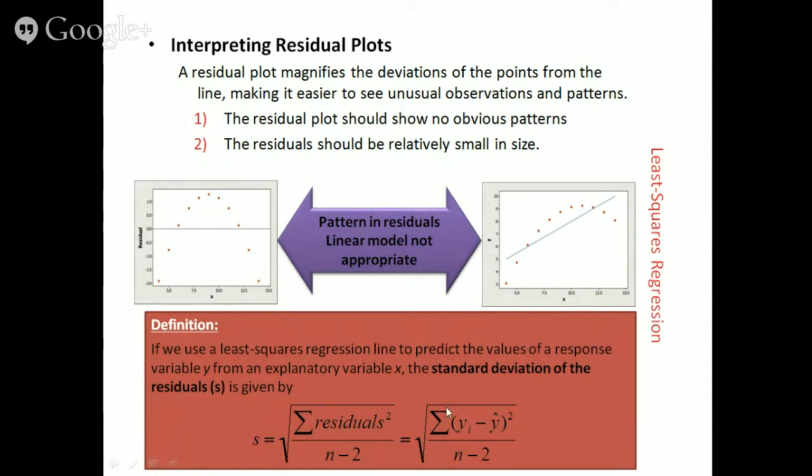This right here is the sum of your residuals squared, which you get by doing your observed minus your predicted, squared, and then you divide it by your sample size minus 2. Again, calculator is going to give us most of this, computer output is going to give us most of this. You need to be aware of the equation.